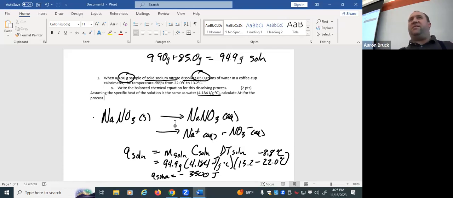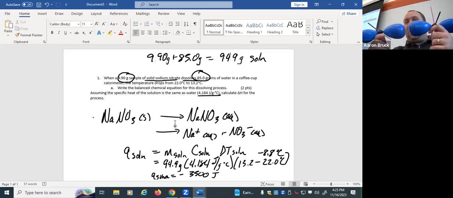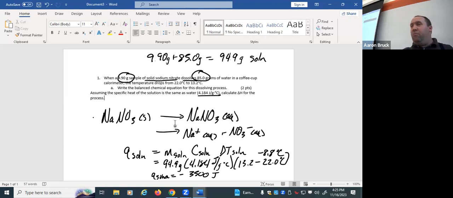Sigma bonds exist in all bonding, regardless of whether it's single bond, double bond, triple bond. The first bond any two atoms make is going to be a sigma bond. It's going to be that direct overlap. If multiple bonding comes into play, that's where pi bonds come in.